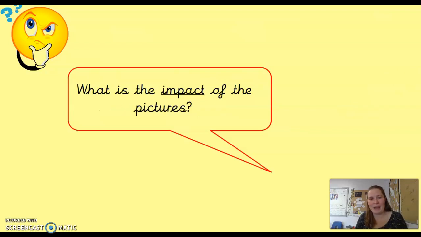Okay, so another impact question then. What is the impact, in your opinion, of the pictures, the diagrams, the illustrations in this book? Pause and come up with an answer.